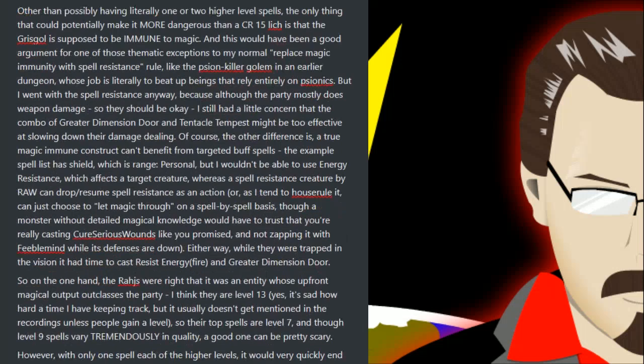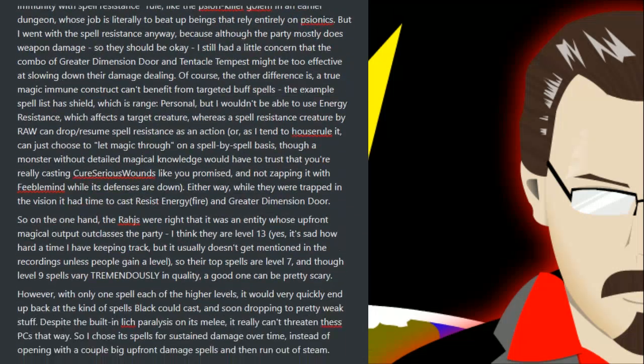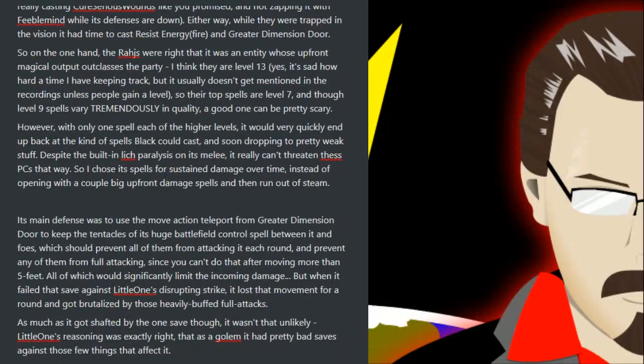So their top spells are level 7, and though level 9 spells vary tremendously in quality, a good one can be pretty scary. However, with only one spell each of the higher levels, it would very quickly end up back in the kind of spells Black could cast and soon dropping to pretty wimpy stuff. Despite the built-in Lich paralysis on its melee, it really can't threaten these PCs that way. So I chose its spells for sustained damage over time, instead of opening with a couple big upfront damage spells and then running out of steam.